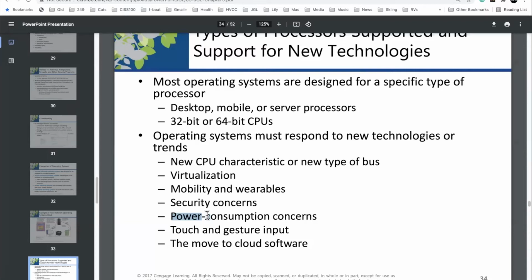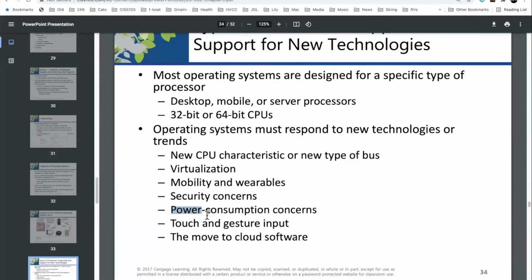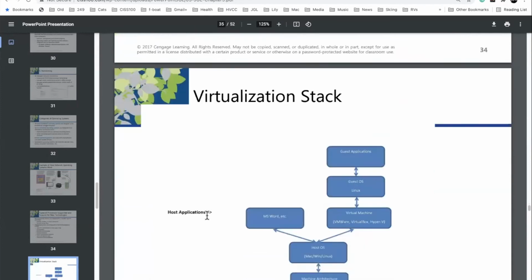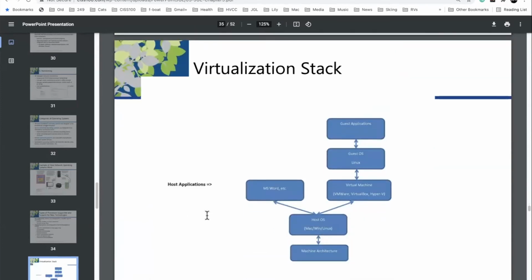And associated with mobile computing, of course, power and batteries. So I want to introduce virtualization. We're going to, again, look at this in much greater detail. Our contemporary architectures and our operating systems are now enhanced and well support virtualization.